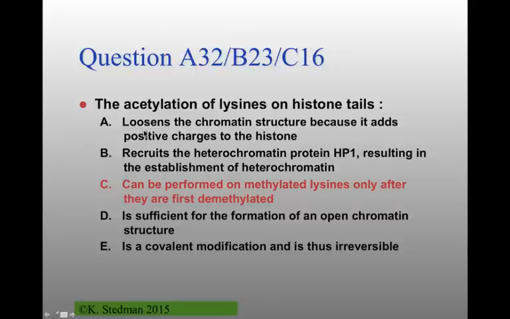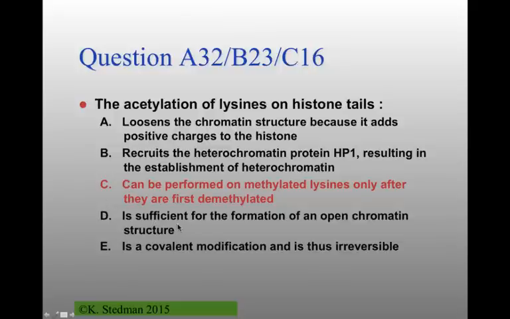Clearly, it's not adding a positive charge. It's taking away a positive charge. Recruiting the heterochromatin protein: if anything, acetylation is leading to opening, so you're not forming heterochromatin. Covalent modifications, thus irreversible? We just talked about covalent modifications. Kinases are a really nice example of that. Comes on, comes off. I think it really comes down between C and D here.